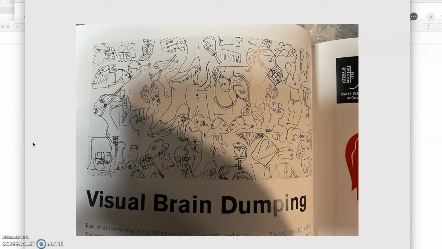Okay, so in our image development class, we talked about sort of one-line sketching and not lifting your pencil. Brain dump is just another way to come up with ideas. So it can be just kind of a giant doodle. Traditional brainstorming is an activity that is often in groups, but brain dumping is really sort of for a single designer.